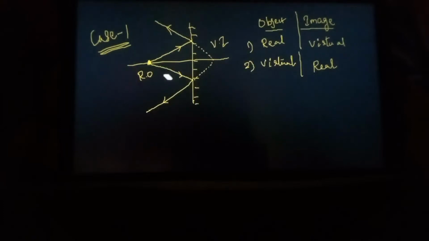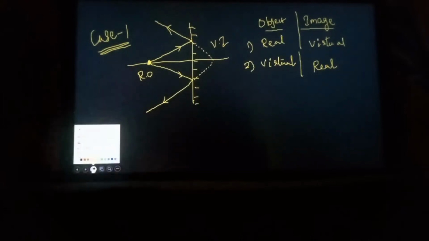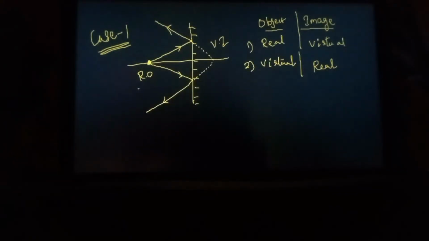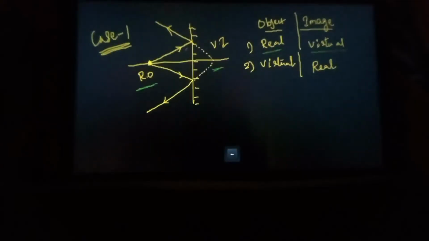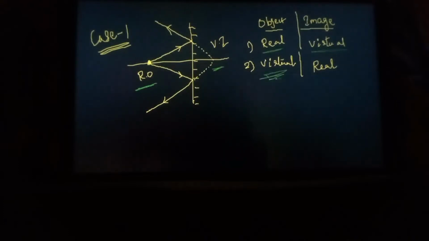So here you have to understand. This is the real object and virtual image. Here the object is real, the image is virtual. Whereas in the second case you observe, the image is real and the object is virtual. Same thing here. The object is virtual, the image is real. So I hope you got it. So that is about object and image.